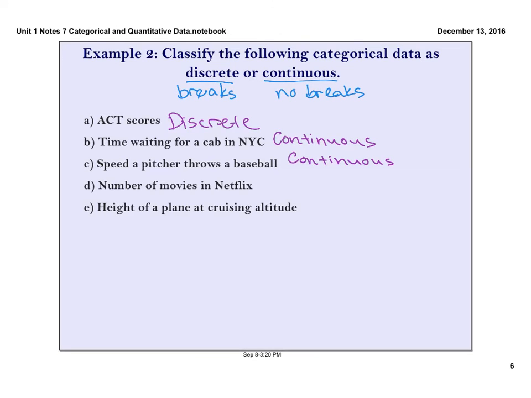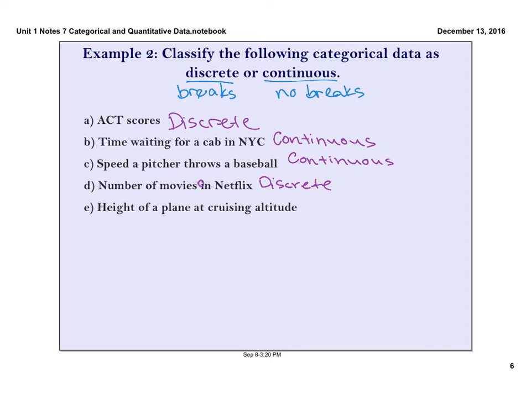Number of movies on Netflix. That's supposed to say on Netflix, sorry. Number of movies on Netflix. That is something that's going to be discrete. Again, to my knowledge, I've never seen a partial movie on Netflix. They'll never have half the movie showing or 3/4 of the movie showing, 75%. You either have the movie or you don't. So this is a discrete variable.